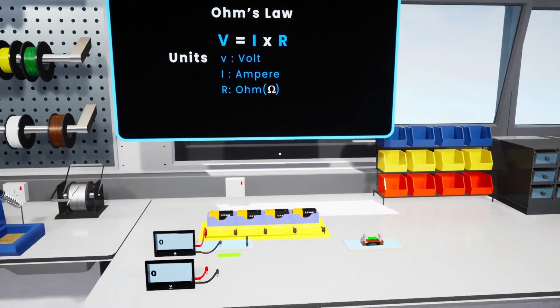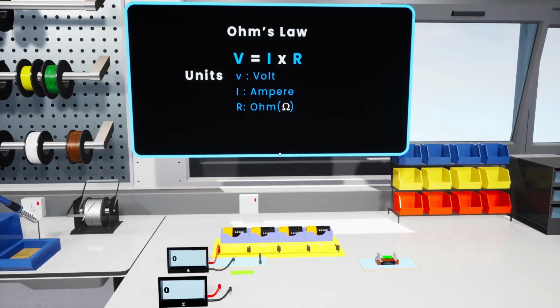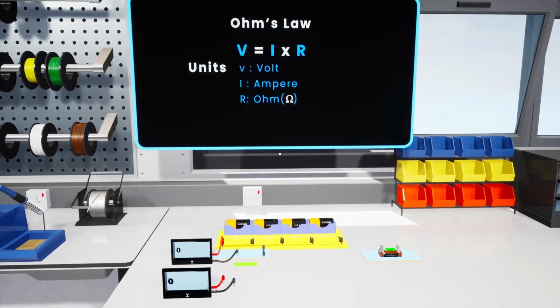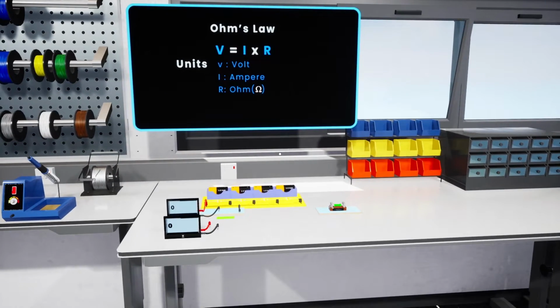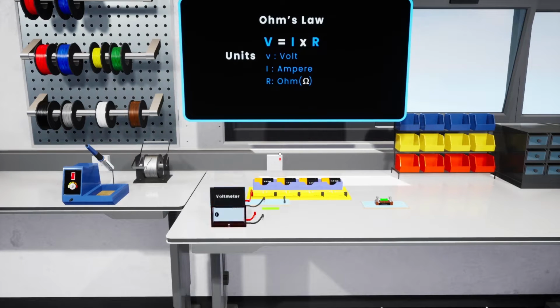So let's start doing a practical experiment showing how resistors obey Ohm's law. We will use an Ohm's law kit which has the following components. Ammeter to measure the current. Voltmeter to measure the voltage.